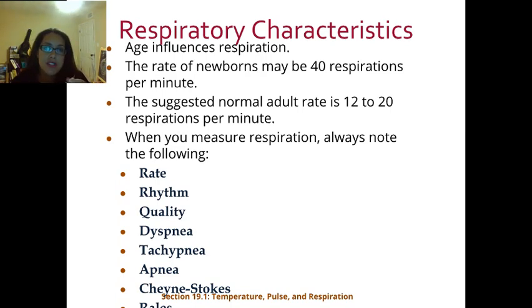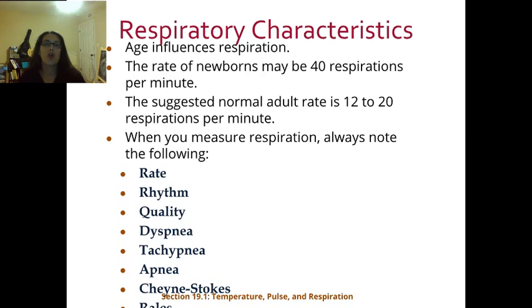So, respiratory characteristics. Age influences respiration. The rate of newborns may be 40 respirations per minute. As a newborn, they have a higher heart rate, higher respirations. They have to work a little bit more than we do as adults. The normal suggested rate for respirations for a teenager to adult is 12 to 20. That's without exertion. So you're not working out, you're sitting, you may be reading, 12 to 20. That's what we expect. You haven't walked up the stairs.